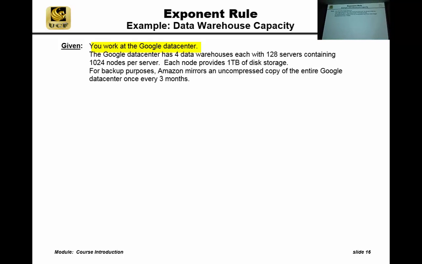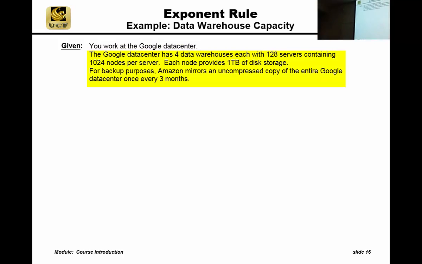Well, a Google data center has 4 data warehouses, so many servers in each warehouse, and so many nodes per server, and there's 1 terabyte per node. And this is not exactly how they do it, but for the first week, suppose that they sell space to each other and they back each other up. Amazon mirrors a copy uncompressed, which is the only part that's not realistic. We're going to see a Google data center soon. You'll actually see some real capacities and things.